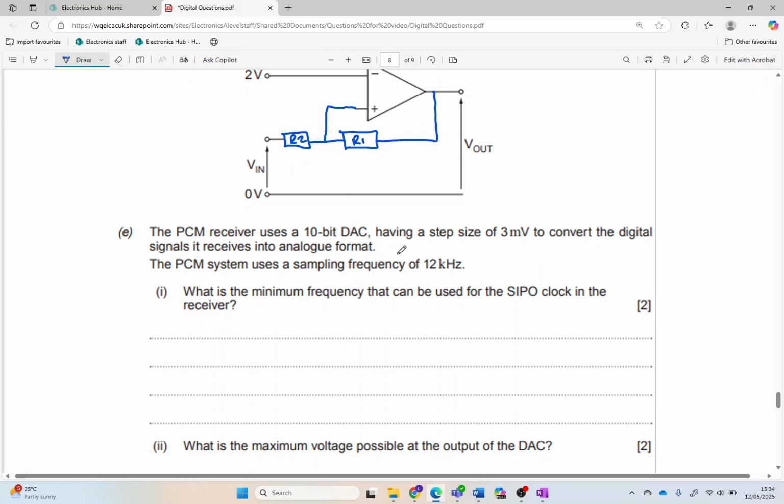So here we have another question in itself, looking at the PCM system. If we've got a sampling frequency of 12 kilohertz, then just an obvious reminder, the maximum highest frequency we could have there was 6 kilohertz. So we need to send all 10 bits. There's got to be sent out every sample. So therefore 12 kilohertz is our sampling rate times the 10 bits that we've got to send out, so therefore our SIPO clock is 120 kilohertz.